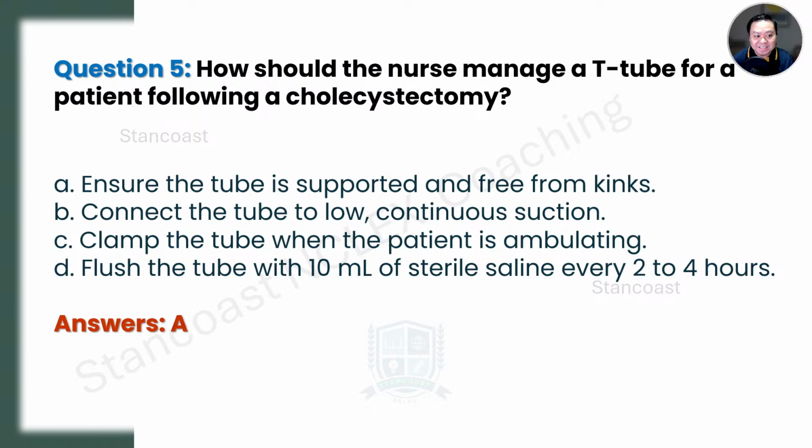If you selected letter C, clamp the tube when the patient is ambulating, it's not recommended unless it's ordered by the healthcare provider. If you selected letter D, flush the tube with 10 ml of sterile saline every 2 to 4 hours. The irrigation of the T-tube is not a standard practice unless it is specifically ordered. Again, our correct answer here is letter A.